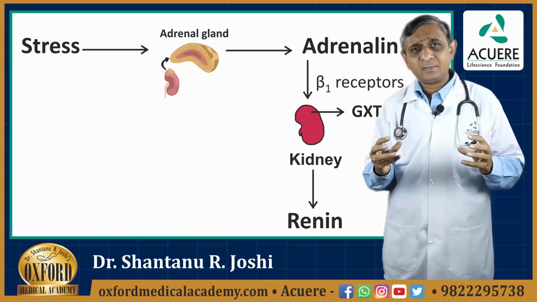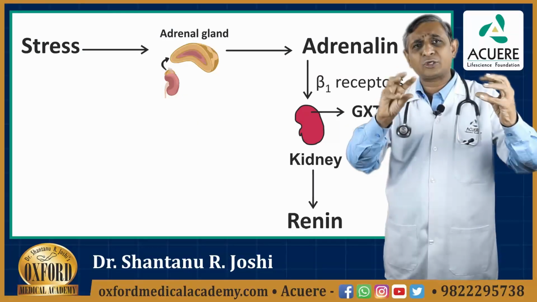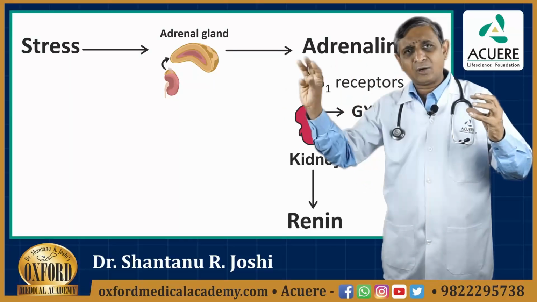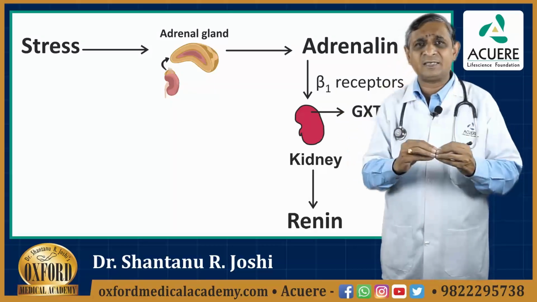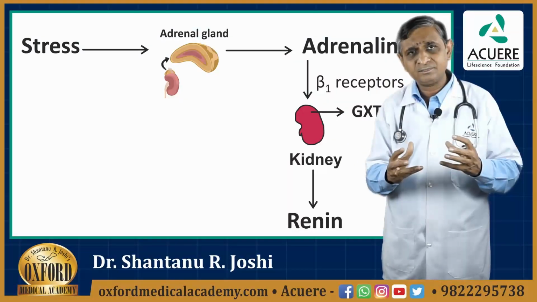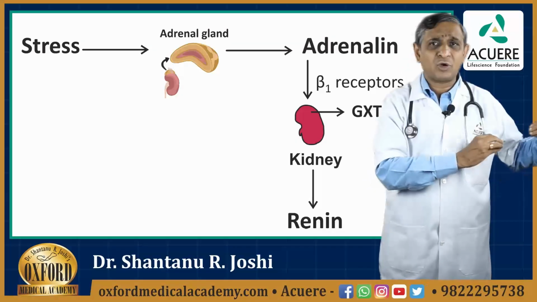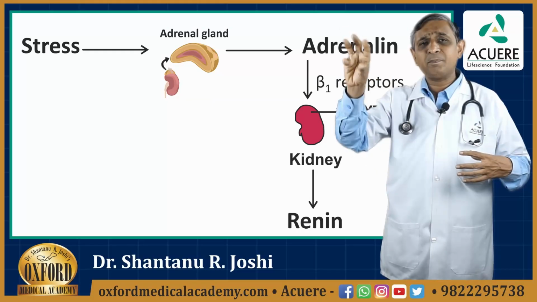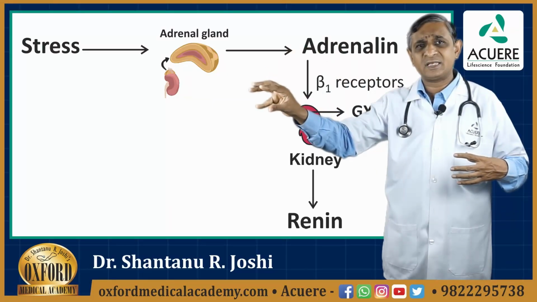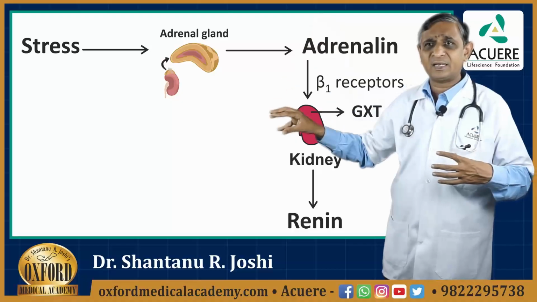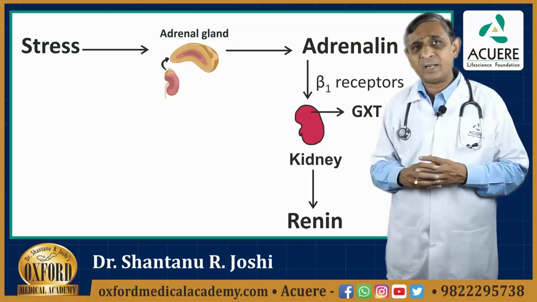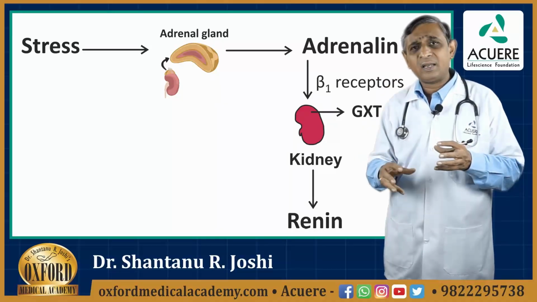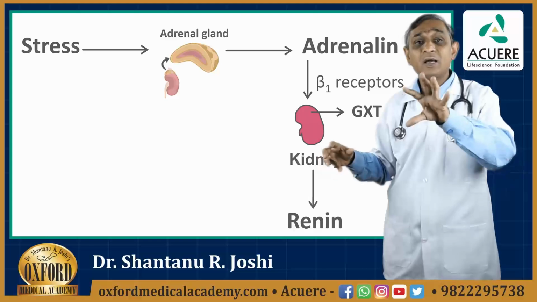I am repeating. Due to stress, there is more production of adrenaline. Adrenaline acts on beta 1 receptors present in the juxtaglomerular cells of kidney and stimulates the production of renin. Stress, adrenaline, beta 1 receptors on juxtaglomerular cells of the kidney, production of renin increases, and the whole RAS system comes into play. Ultimately, stress is indirectly involved in the production of hypertension through the RAS system.